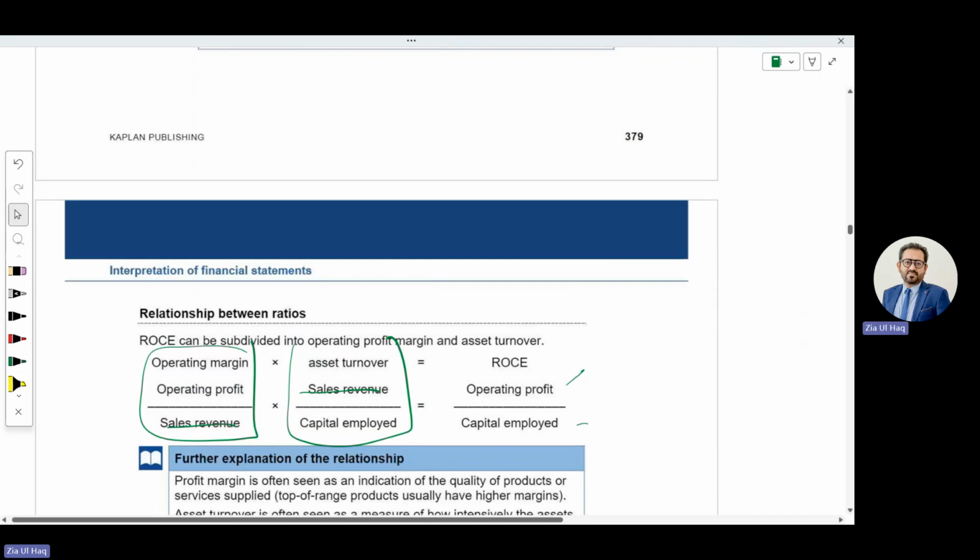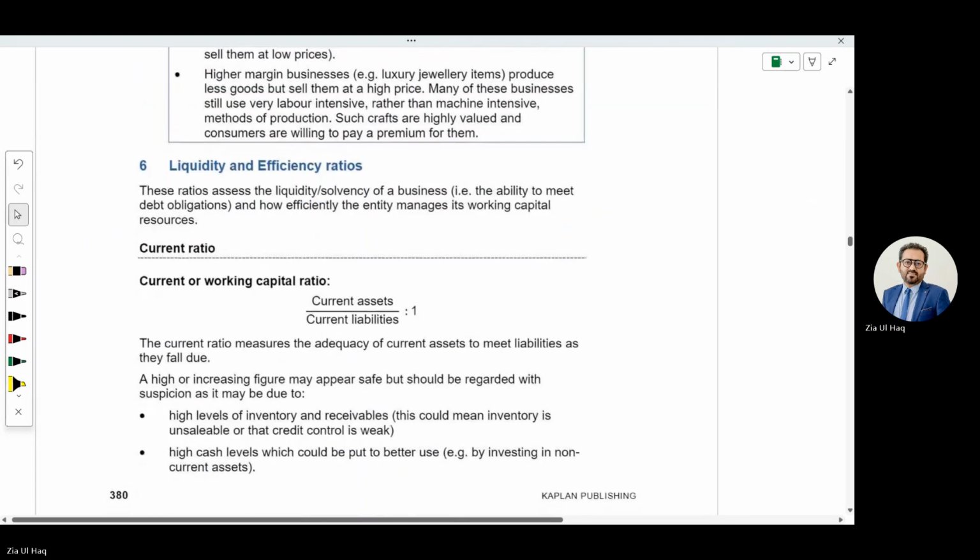Now we are moving towards liquidity ratios. What are the liquidity ratios? Current ratio. How to calculate current ratio? Current assets over current liabilities. We don't need to multiply by 100. We don't need the answer in percentages. The answer will be either 0.8, 1.5, could be 3.7, like this.